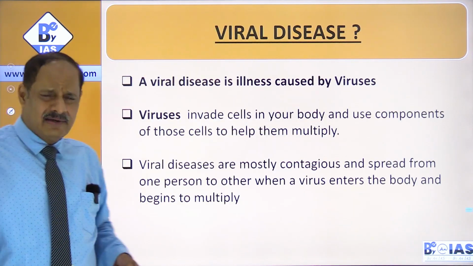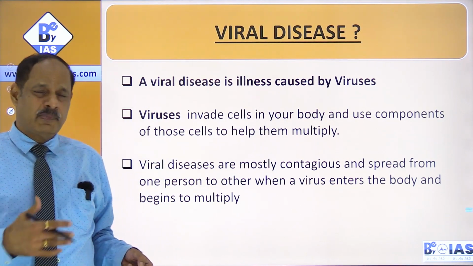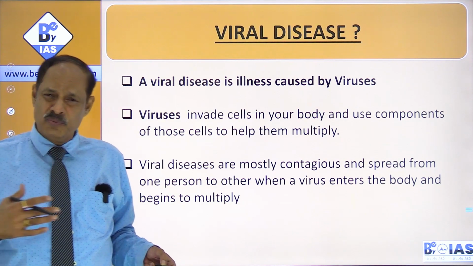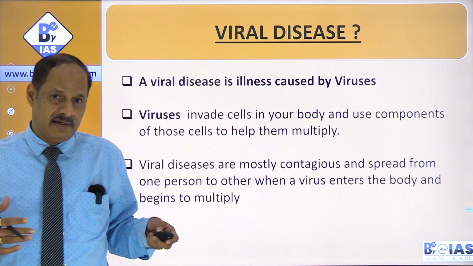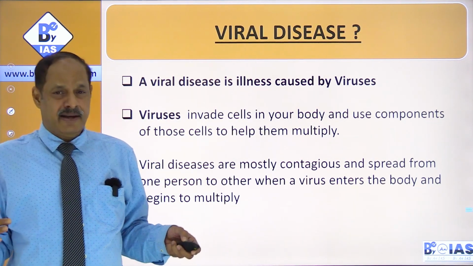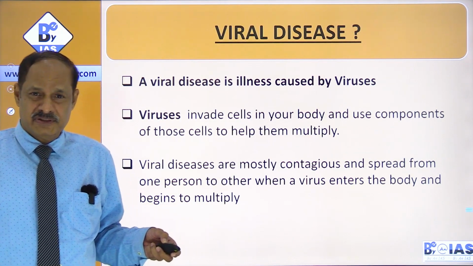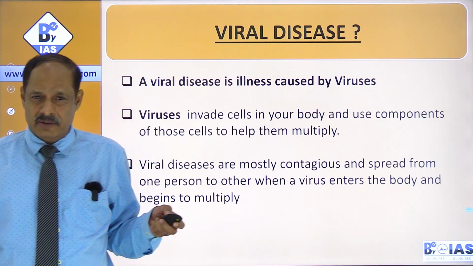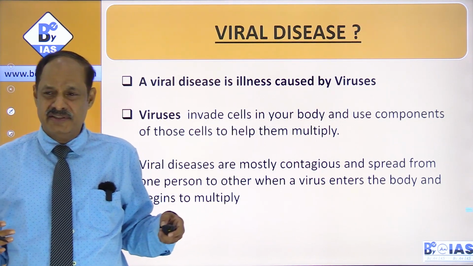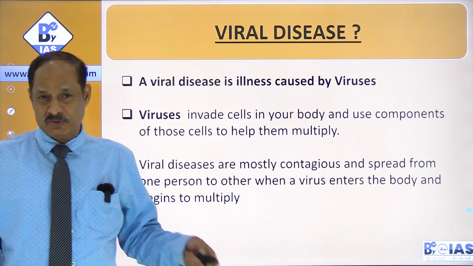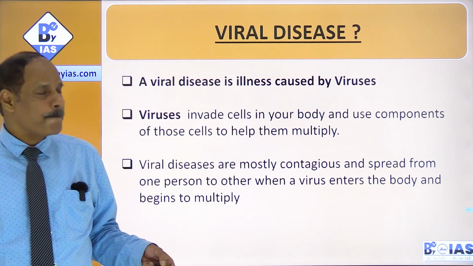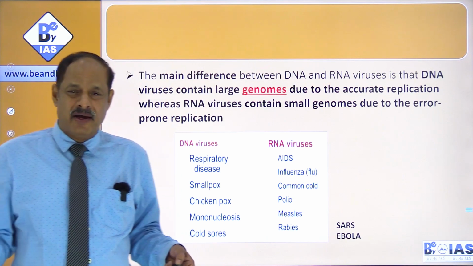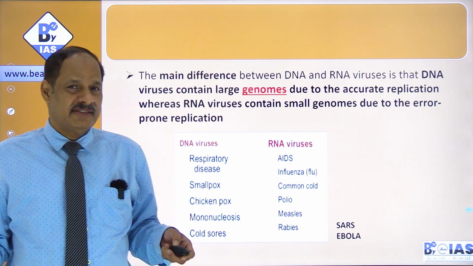So you see, a viral disease is basically a disease caused by the viral infection, and most of the viral diseases are contagious and can move from one person to the other through the droplets from sneeze or cough or through personal contact, etc. So we will see what are the types of viruses and what are the diseases they cause.